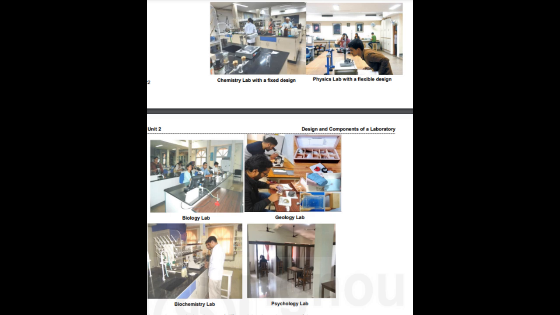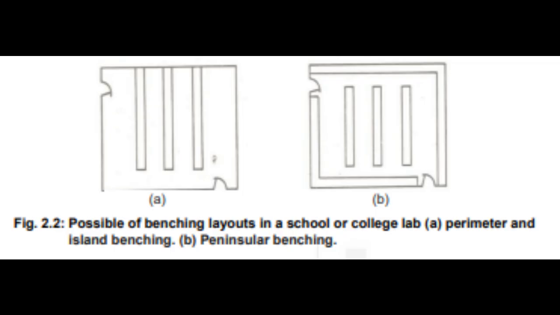Fig 2.2, A shows a benching design consisting of perimeter and island benches. In this design, workbenches called perimeter benches are placed along the three sides of the perimeter of the laboratory, and island benches are placed in the middle. This arrangement allows a large number of students to use the lab and is ideal for a school or college lab. Fig 2.2, B shows only peninsular benching, in which the width side of the workbenches are fixed against one wall and the benches extend up to 2/3 of the lab space, leaving a corridor type of space at one end. This design is more useful when the batch of students is small.